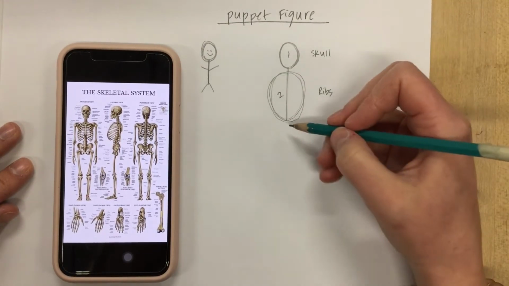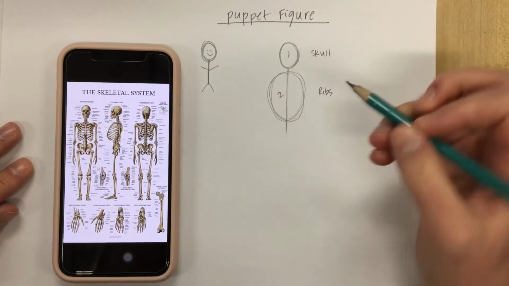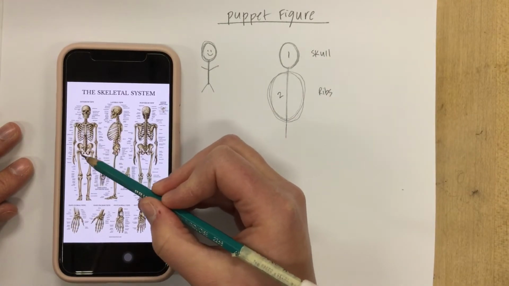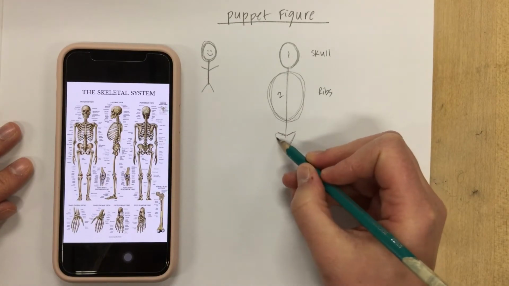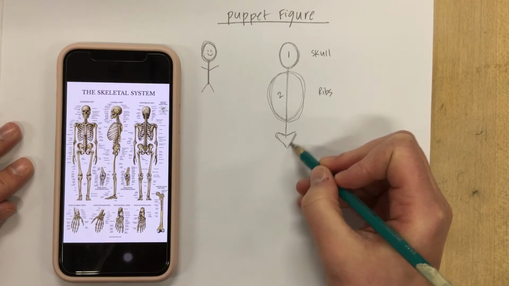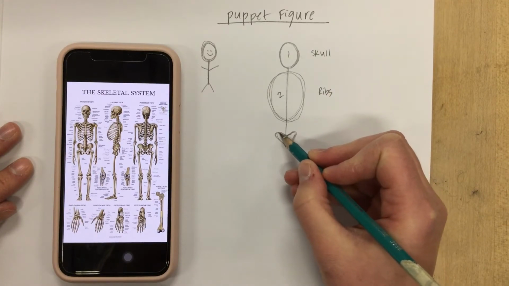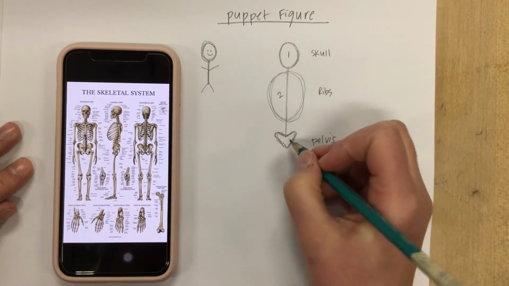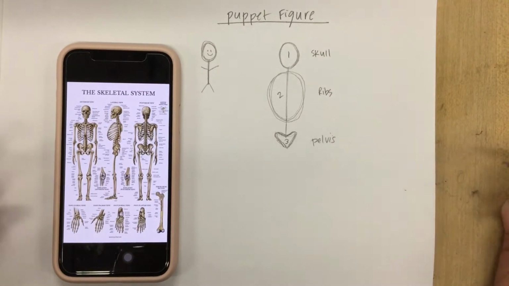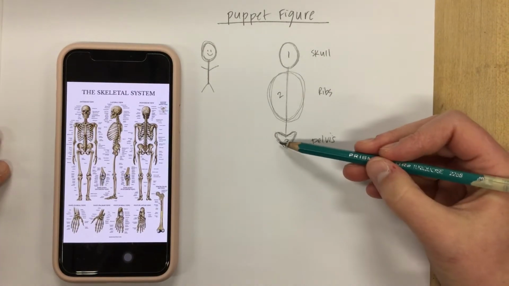Okay. Below that, if you keep the spine moving down, we run into our last main mass, which is the pelvis. This can be drawn a couple different ways. In today's lesson, I'm just going to use kind of an upside down triangle with a little dent at the top to represent the pelvis. Okay, and that is our third main mass. From there, we have appendages, arms and legs. So the legs come out of the pelvis.